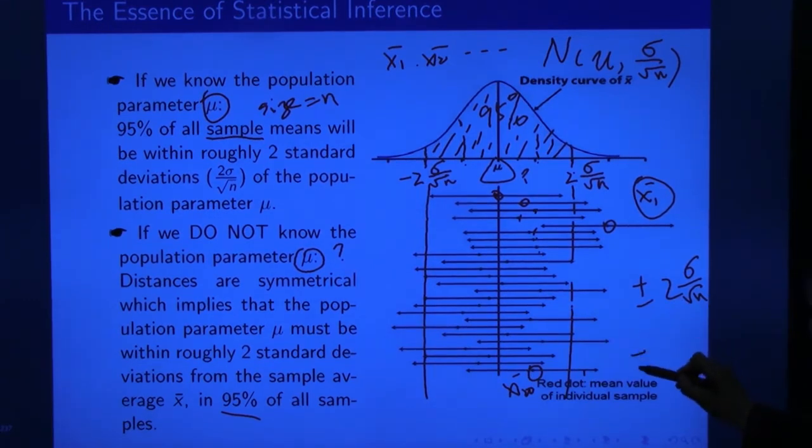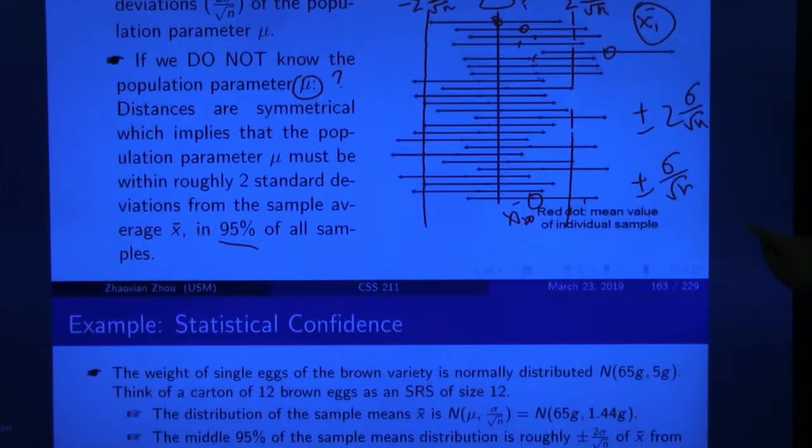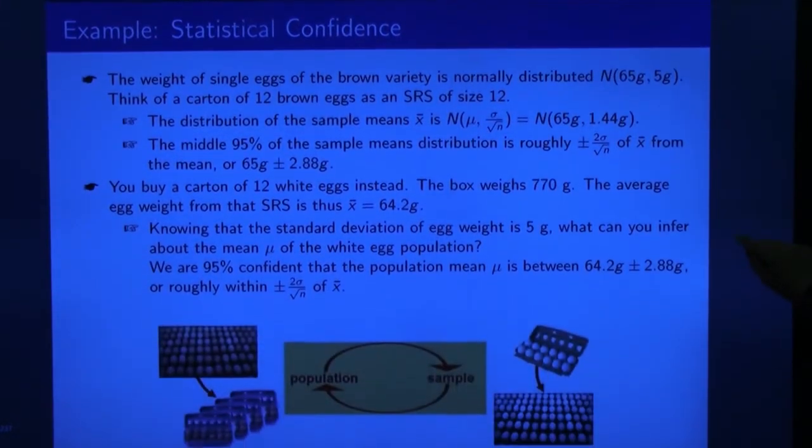If we use plus or minus 1, then this 95% will be 68%. If we use plus or minus 3 sigma over square root n, then that will be equal to 99.7%. But generally we are going to use 95% here. Okay, so this is the essence of statistical inference. We understand this theory. Next we are going to use an example to show how to understand this further.